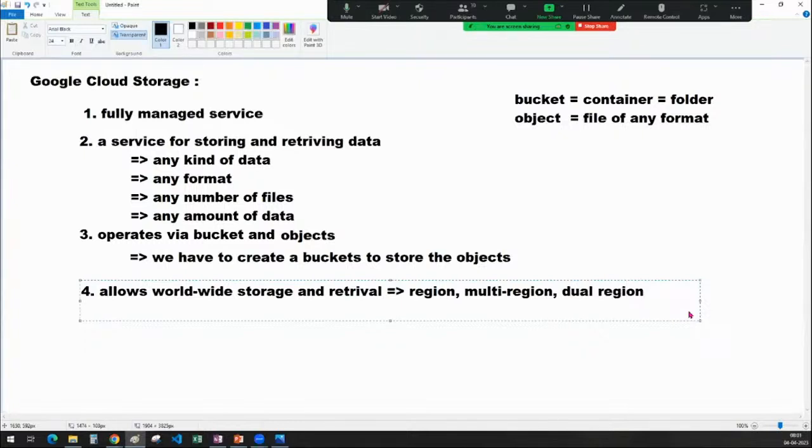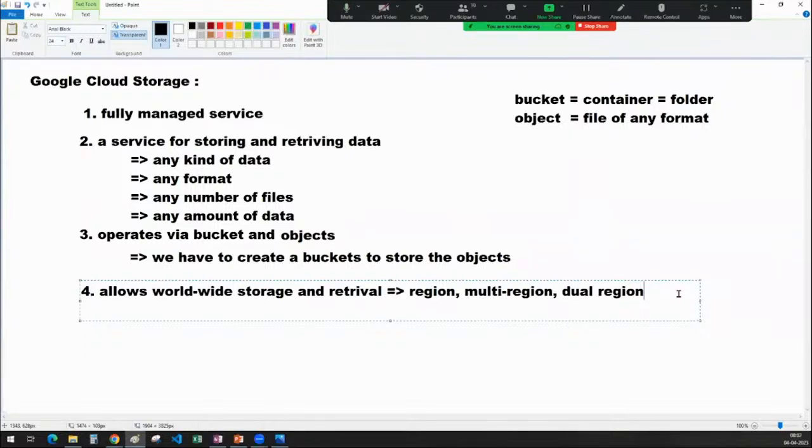If it is allowing worldwide storage and retrieval, what does that mean? At any location, you are able to store the data, and from any other location, you will be able to retrieve the data. But you have to select a proper region, multi-region or dual region. If you want to store and retrieve the data within the region, you can go for the region option. If you go to multi-region, the data will be retrieved across all the regions. And dual region means within two regions. We will see this difference tomorrow, as it takes some time.